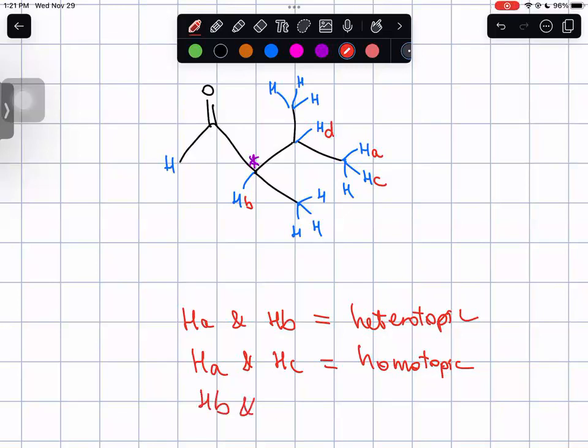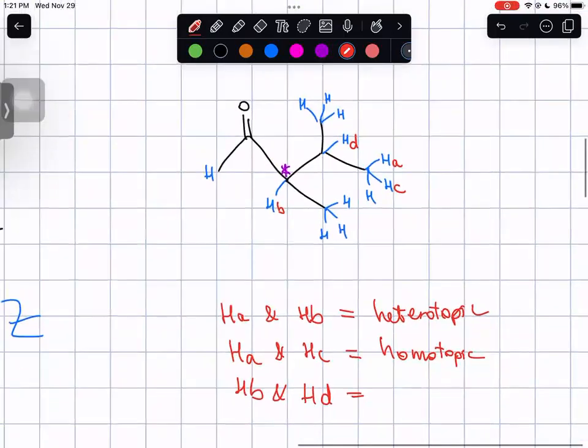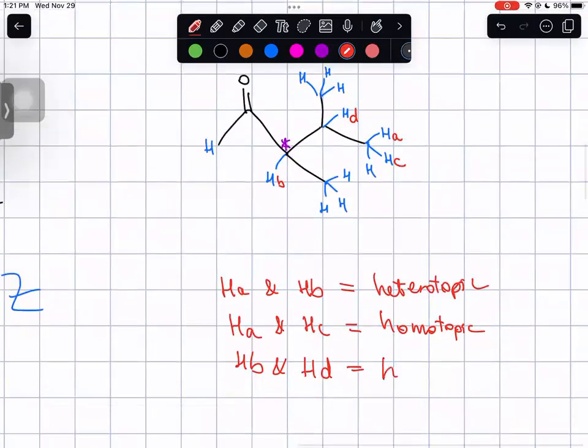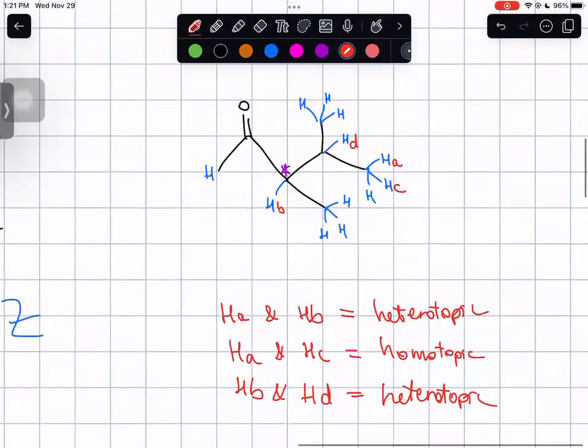Let's compare HB and HD. What are they to each other? They're just heterotopic. Could any of those hydrogens be diastereotopic to each other?